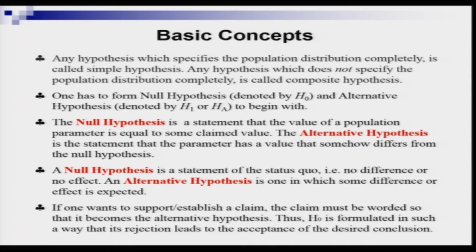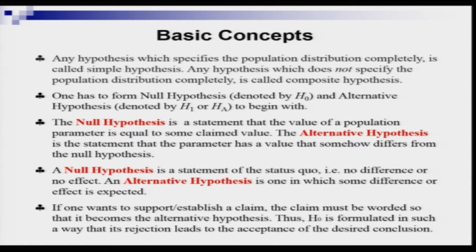Now, we are going to start our discussion on hypothesis testing theory by looking at some basic concepts, and these concepts are fundamental in nature. So, in this slide I am going to define two very important concepts called null hypothesis and alternative hypothesis, and you will see that these are going to be pivotal terms or jargons when you are dealing with hypothesis testing. I will start with a very small definition of a simple hypothesis and a composite hypothesis, because sometimes you will come across these terms. Any hypothesis which specifies the population distribution completely is called a simple hypothesis, and a hypothesis which does not specify the population distribution completely is called a composite hypothesis.